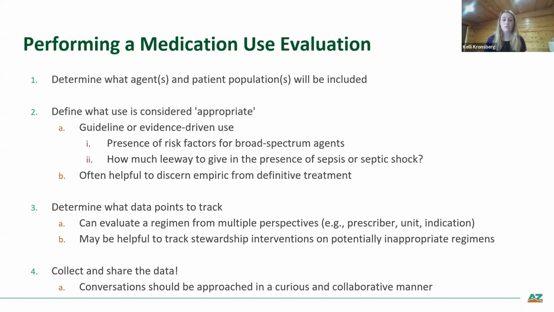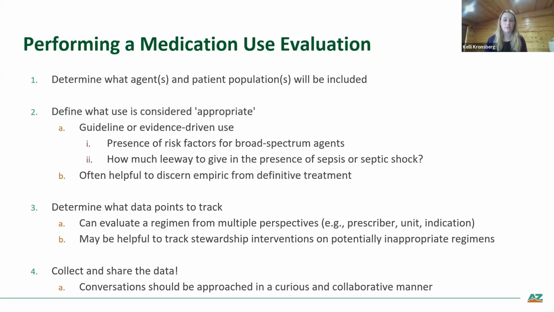And then you also have to consider how much leeway do you want to give in the presence of sepsis or septic shock, right? Do you consider admission to the ICU an appropriate reason for the patient to be on anti-pseudomonal coverage or carbapenem coverage or MRSA coverage? So all of those need to be figured out in advance. And I would really advocate for discerning empiric from definitive treatment, because if it's culture driven, obviously it's going to be appropriate, assuming the patient has an infectious syndrome, but empiric can be appropriate for the first 2 to 3 days while we're gathering data, especially in a more critical patient.